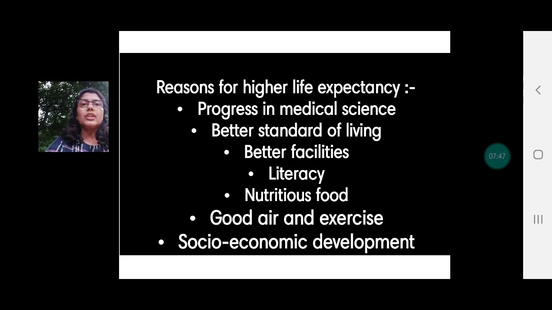Rural population do not have a higher life expectancy compared to the urban people. Why? Because of the facilities and standard of living. We know hospitals are hardly available in the villages, so people have to come all the way to the cities for higher medical facilities, and by the time they reach the hospitals, many of them lose their lives also.